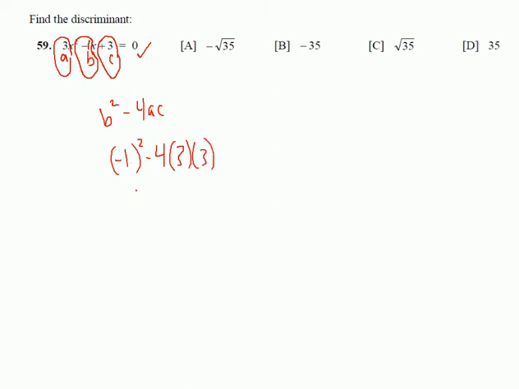Now we're going to continue this. Negative 1 squared is 1 minus, notice I put the minus down there, then I do all the math here. 4 times 3 is 12, times another 3 is 36. This one comes up negative 35. So the answer is this one. They're trying to trick you here. It's not going to be the ones with the square root symbol on, so you can throw those out right away and then try to figure it out from there.